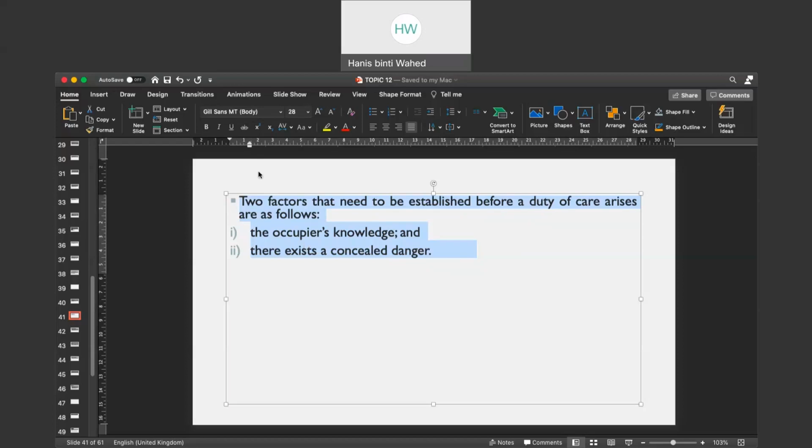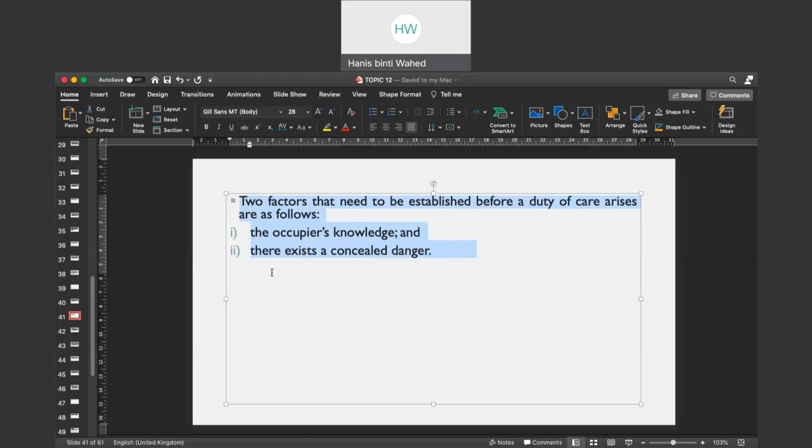So these are the two factors that will be considered, the occupier's knowledge and also the existence of a concealed danger. So if these two are proven, the occupier is said to owe a duty of care towards the licensee, and because he owes a duty of care, kalau berjaya buktikan other elements, then the occupier will be liable. Okay, alright.